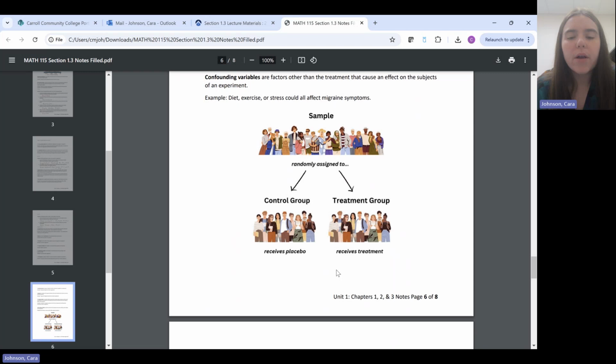Okay, so this is just a diagram of how an experiment works. You take a sample, then you randomly assign people to the control and the treatment group. The control group receives a placebo, the treatment group receives the treatment, and then you're able to make a comparison and say the treatment group hopefully does have a more beneficial effect than the control group.